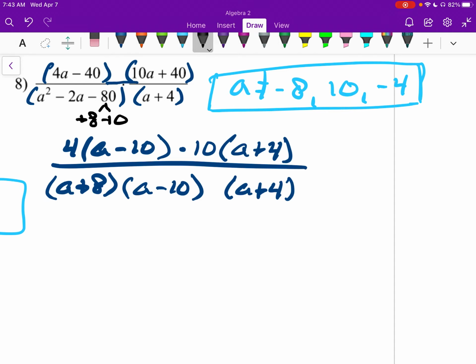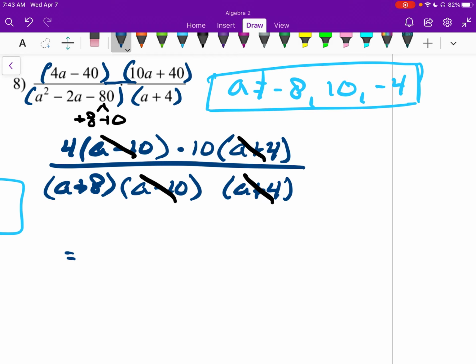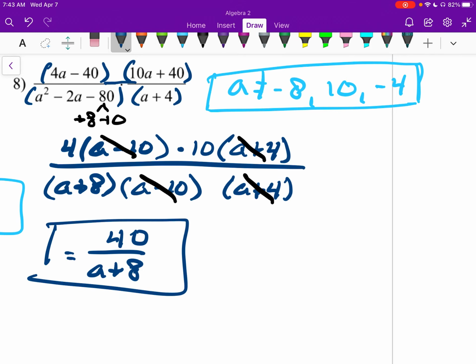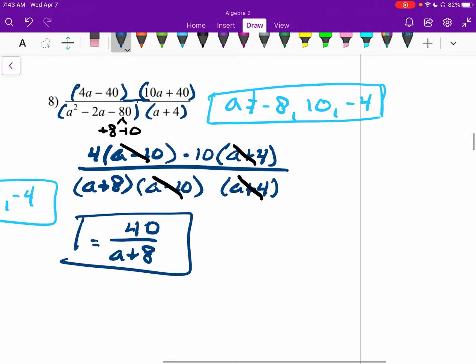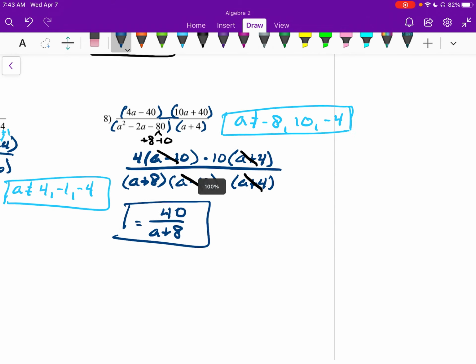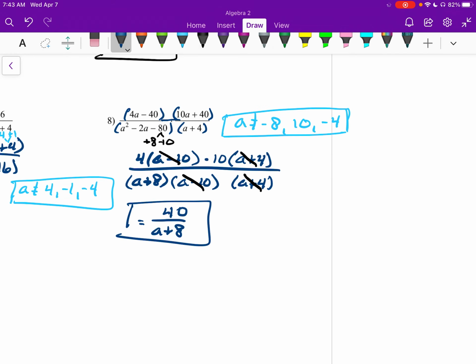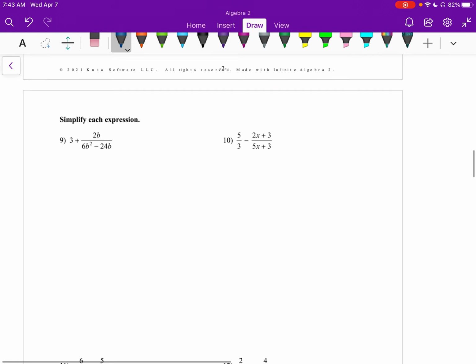Now for canceling, I'll have my -10, my -10, my +4 and +4. And now we just combine like terms. Well, not really combine like terms. We'll combine the 4 and the 10. We'll multiply those really, and we'll get a 4d over a plus 8. And there we are. All right, there's our first page of it, and I'll come back with another video to do number 9.